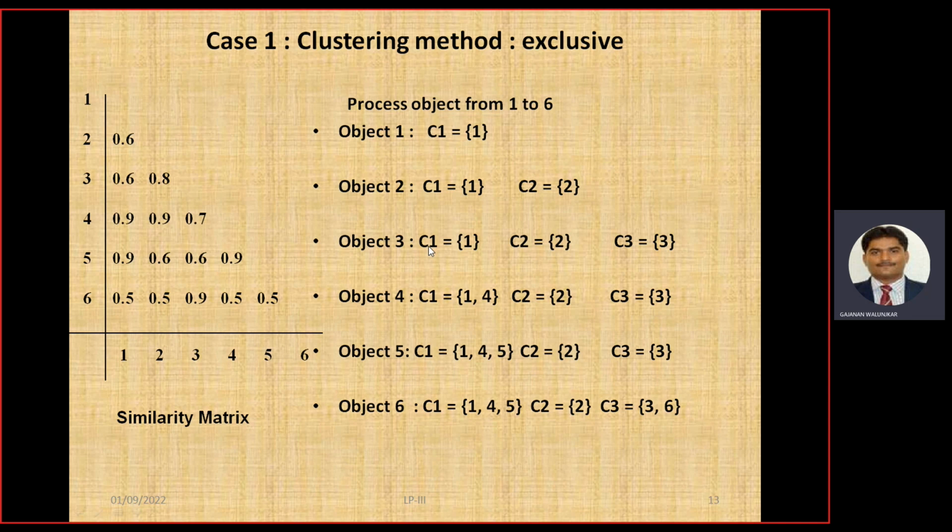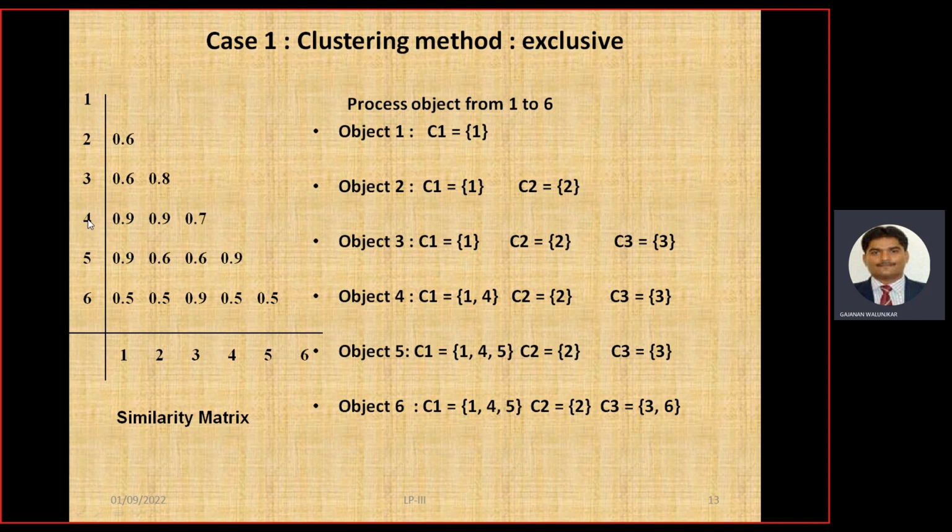So available clusters are C1 with object 1, C2 with object 2. So you are comparing 3 with 1 and 3 with 2. Both similarities are 0.6 and 0.8 respectively, which is below the threshold value of 0.89. So it does not satisfy the criteria. So you are creating the new cluster C3, and you are placing the object 3 in the cluster 3.